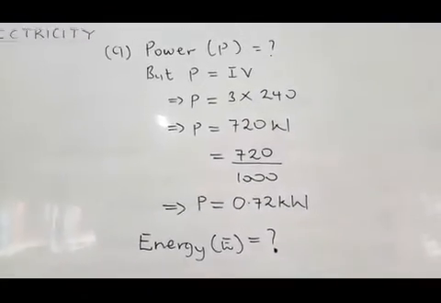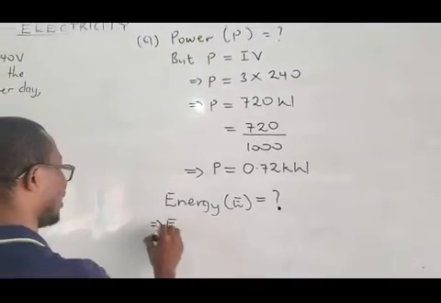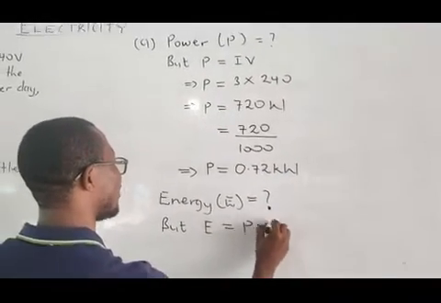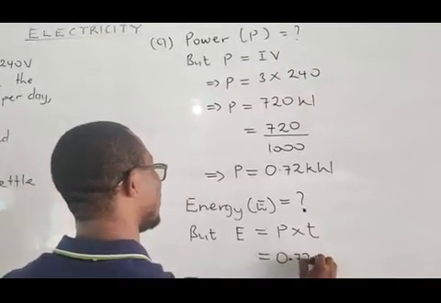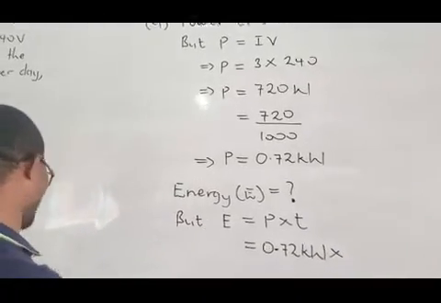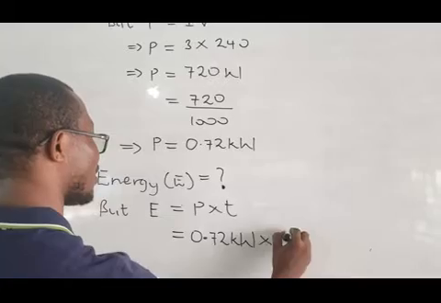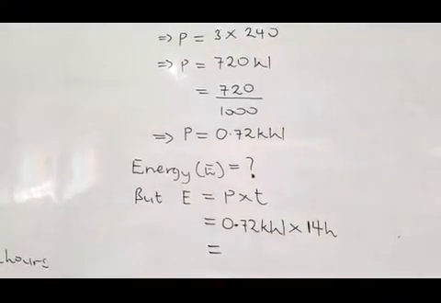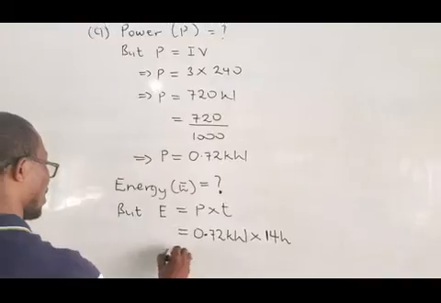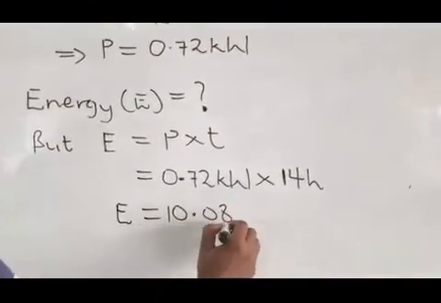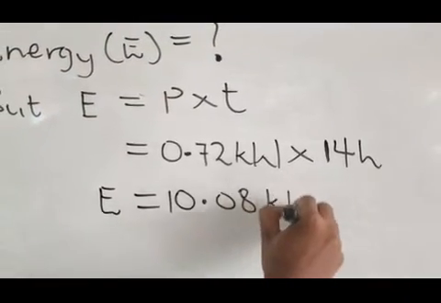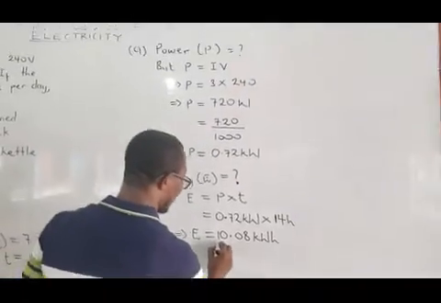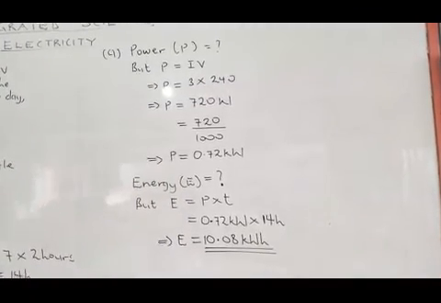Okay, so in calculating our electric energy, we know that from equation 9, energy is equal to power times time. Our power here is 0.72 kilowatts, and then the time is 14 hours. That gives you 10.08 kilowatts. So the electric energy consumed by the kettle for a week is equal to 10.08 kilowatt hours.